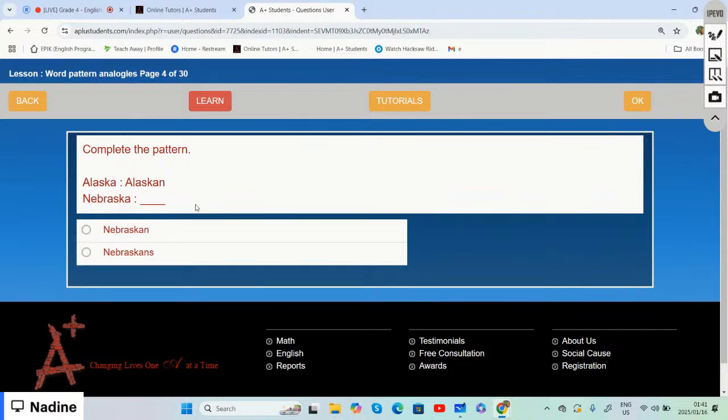And then we have to complete the pattern where we have Alaska. If you are from Alaska, right, then it means that you're Alaskan. We basically just added an n to that specific word. Now we have Nebraska, right? Remember, we just added an n, which is the suffix. Now we have Nebraska. Is it Nebraskan or Nebraskans? Which one is correct?